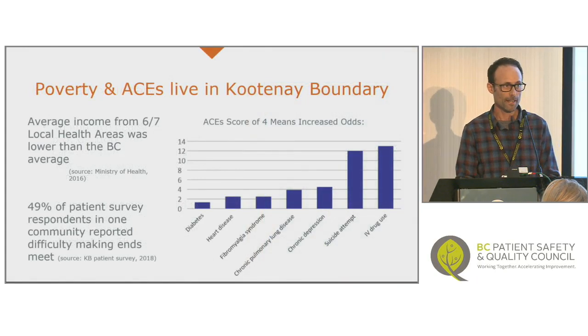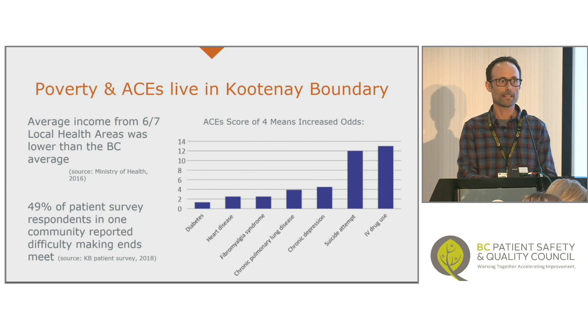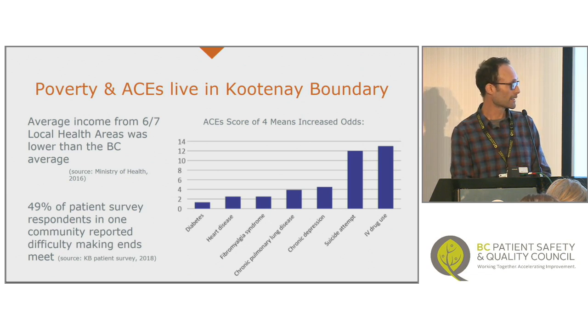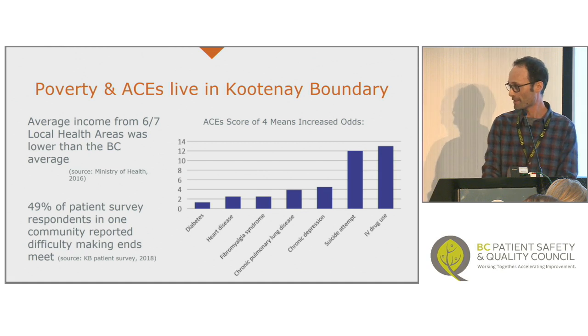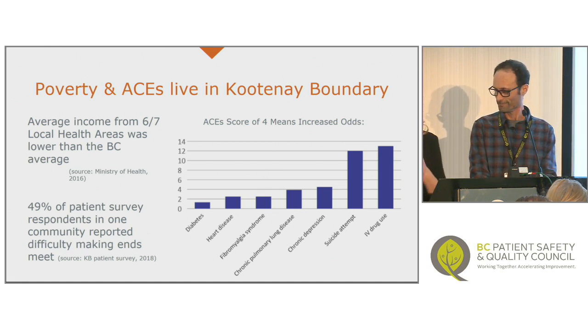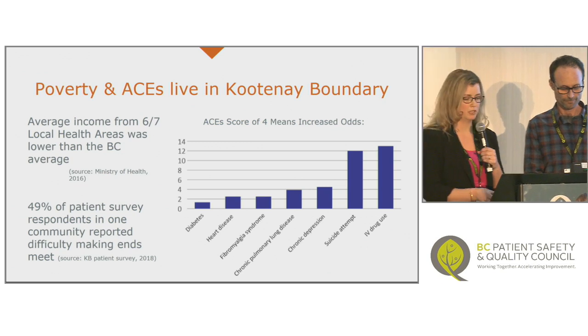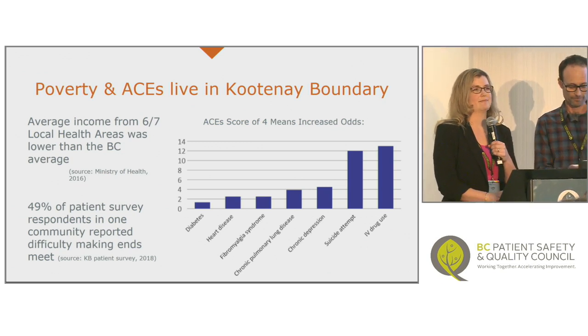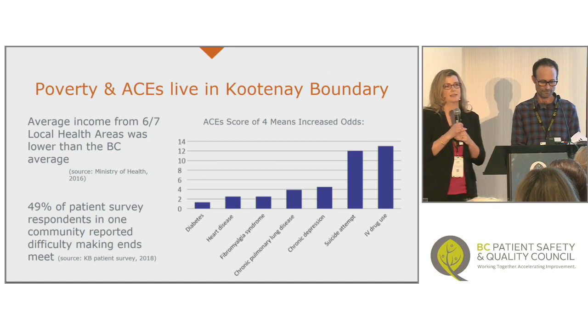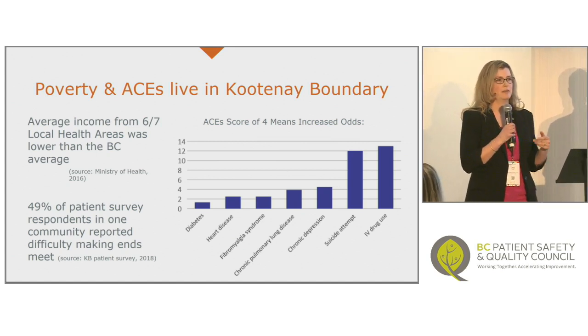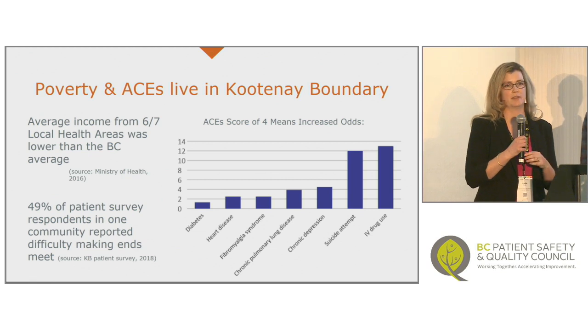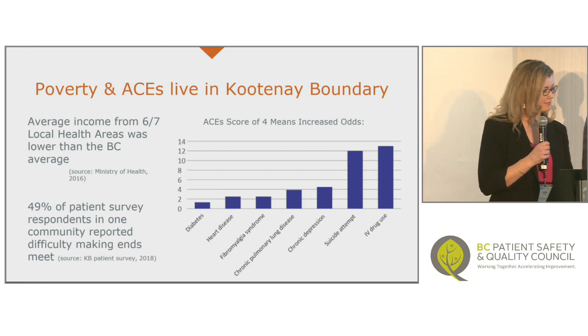If you've read any of the literature or been keeping up to date, we know that an ACE score of 4 or more predicts negative health consequences in a large range of chronic illnesses, and is a huge burden on society and the medical system, and that's very important. We also chose to focus on poverty for our project. It exists in Kootenay Boundary. 6 out of 7 of our local health areas have a lower average income than the rest of BC.